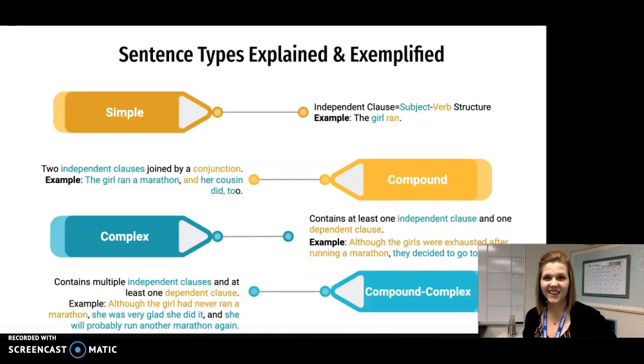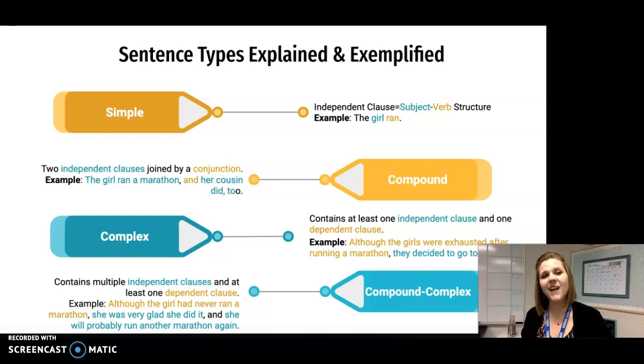So for instance, a simple sentence is just your basic clause. And a basic clause is simply a subject-verb structure. An example, the girl ran. We have a subject and we have a verb. Or you could write in compound sentences, which is simply two independent clauses that are joined by a conjunction. An example, the girl ran a marathon and her cousin did too.